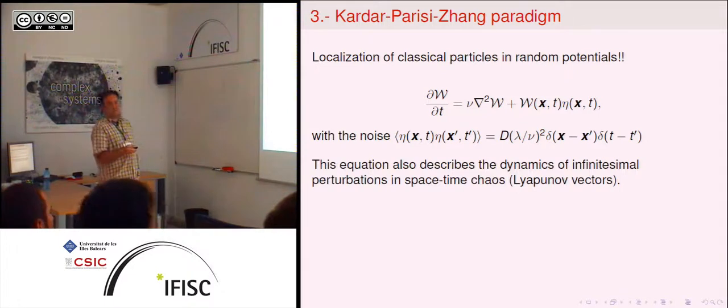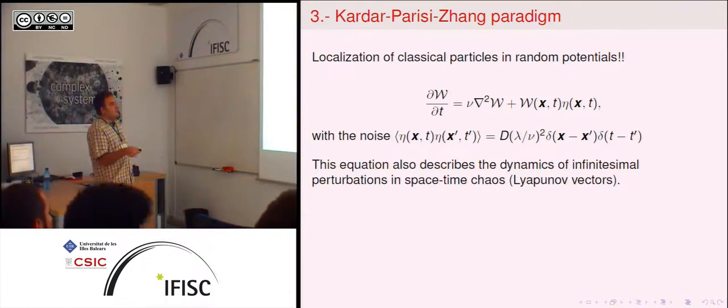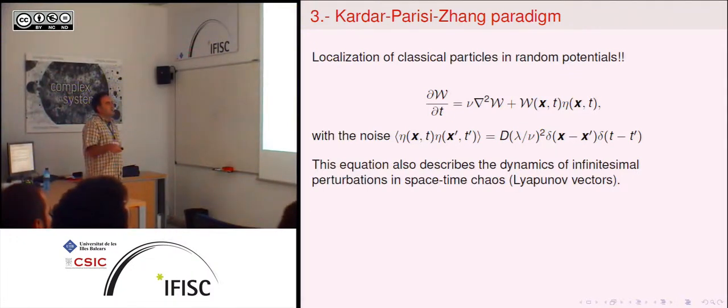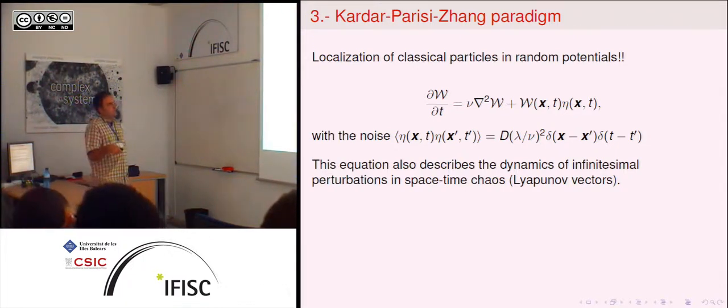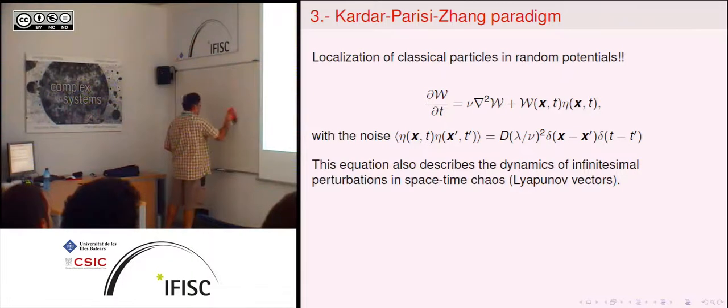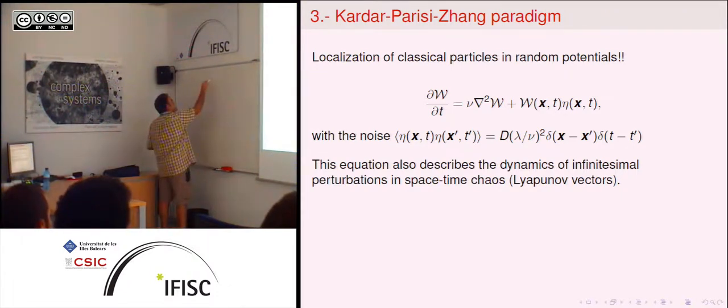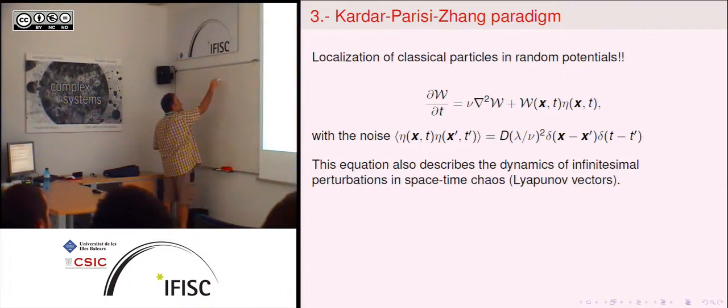I will also solve this problem, which has also been a long-standing problem in disordered systems. This equation also describes the dynamics of the Lyapunov vector, or the infinitesimal perturbation, to be more precise, in space-time chaos. I can show a little bit how this comes about. Of course, I'm going to take the most simple case for the sake of the argument, so it can be shown very simply. Suppose I have a reaction diffusion system like this.